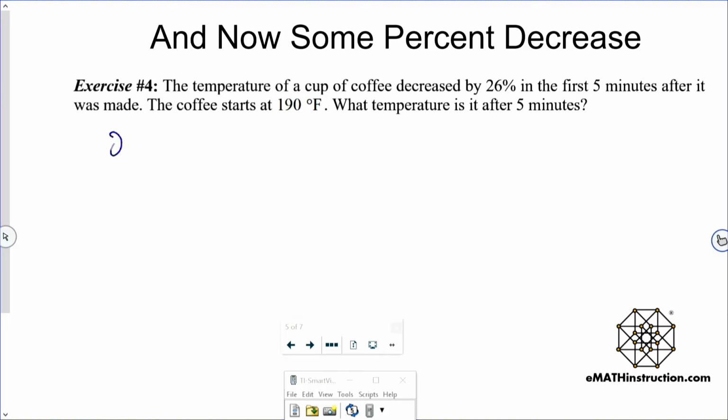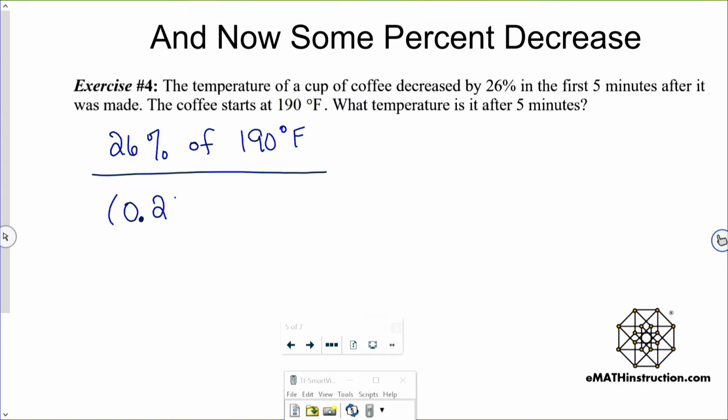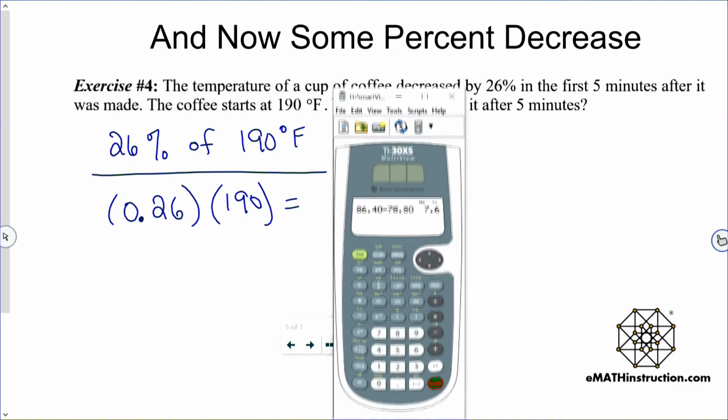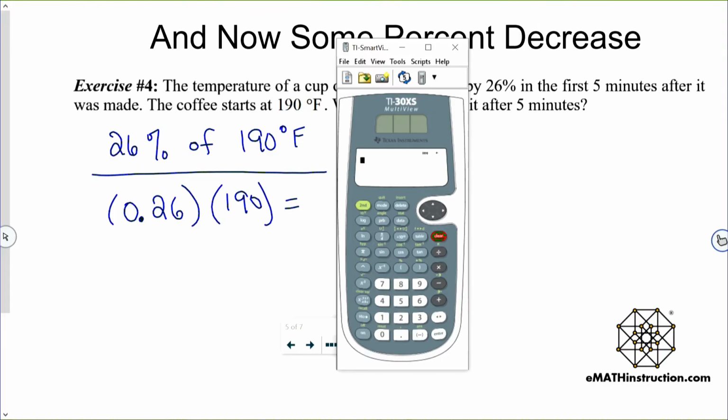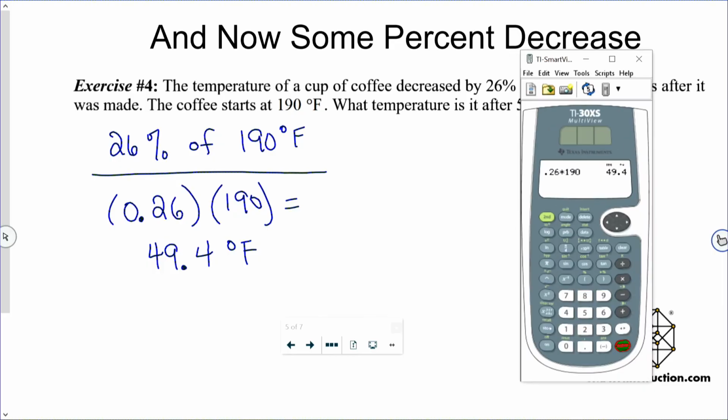That's what I have to start at the beginning. So here we go. 26% of 190 degrees Fahrenheit. Well, that's going to be easy enough. I'm going to take my percent and change it into a decimal. That'll be 0.26. And I need to multiply by 190. All right, so this is simple enough. Let me do 0.26 times 190. And that's going to be 49.4 degrees Fahrenheit.